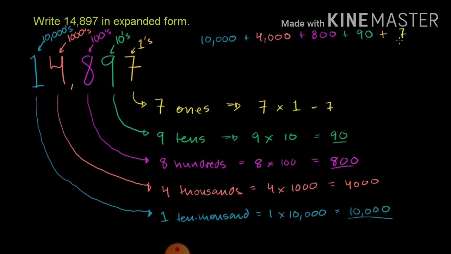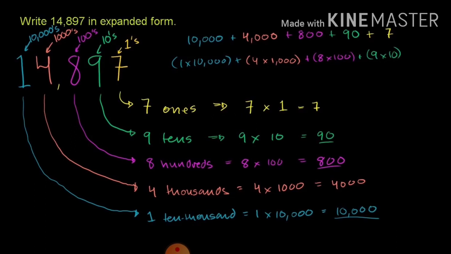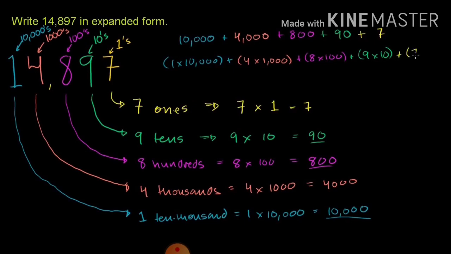So you could consider this expanded form, or you could use this version of it, depending on what people consider to be expanded form: 1 times 10,000 plus 4 times 1,000 plus 8 times 100 plus 9 times 10 plus 7 times 1. So either of these could be considered expanded form.